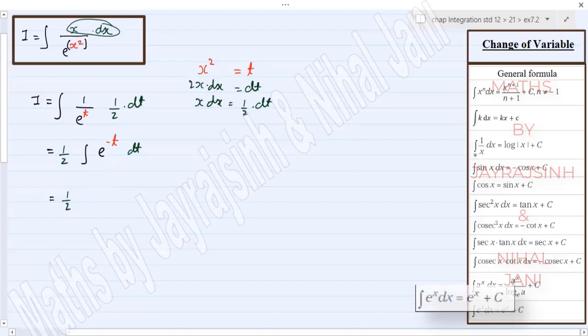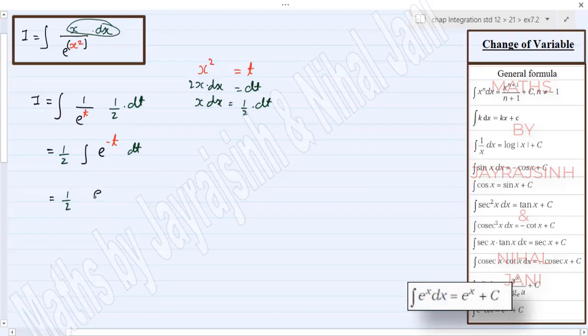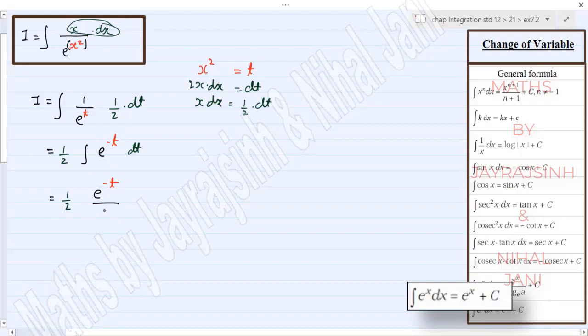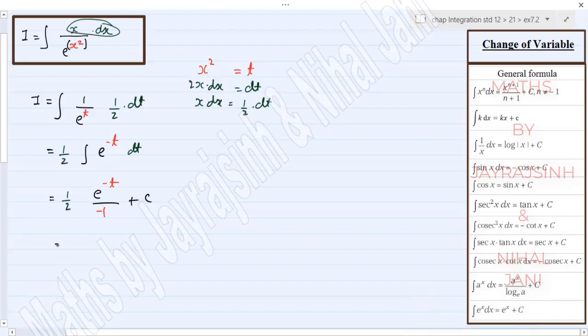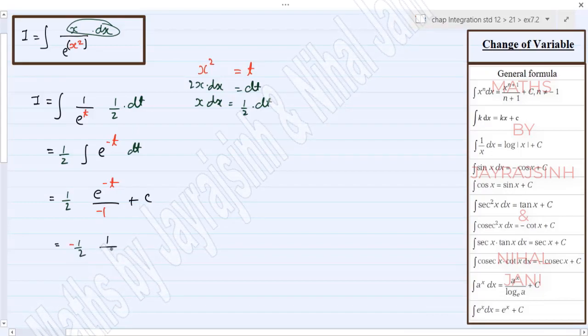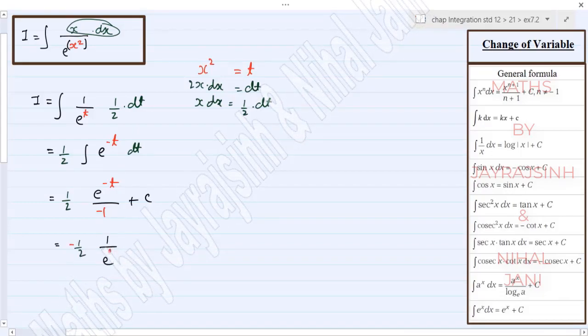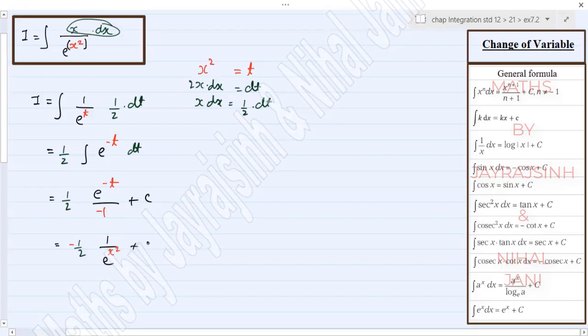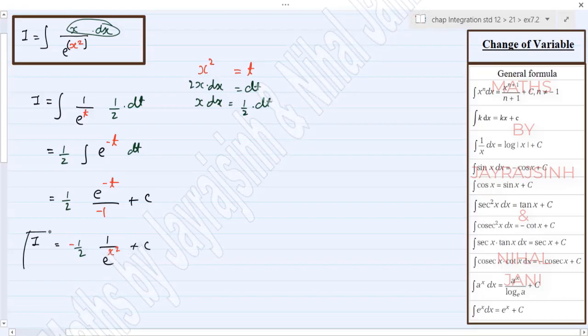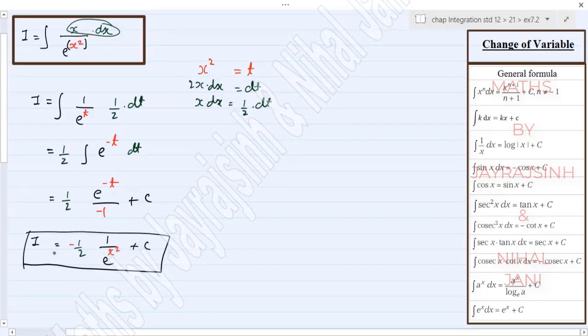Integration of e raised to minus t is simply e raised to minus t upon coefficient of t, which is minus 1 plus c. So here we'll get minus 1 by 2, 1 upon e raised to, instead of t we just have to place x square plus c. Is your final answer. Ta-da!